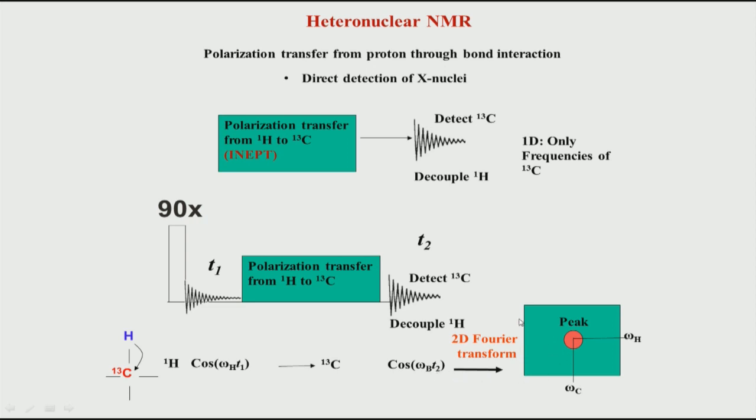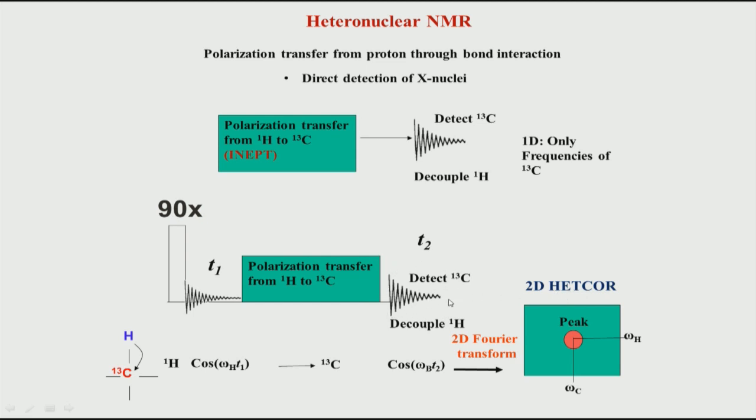This type of experiment is called 2D HETCOR. 2D HETCOR means heteronuclear correlation. 2D heteronuclear correlation was one of the first experiments in heteronuclear NMR to be proposed, because the idea there was simply that you transfer polarization and start detecting. But the problem with this experiment is that its sensitivity is low. And why is it low? It is because you are detecting carbon.